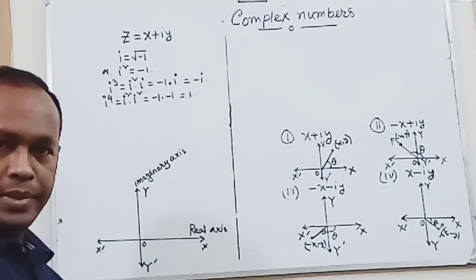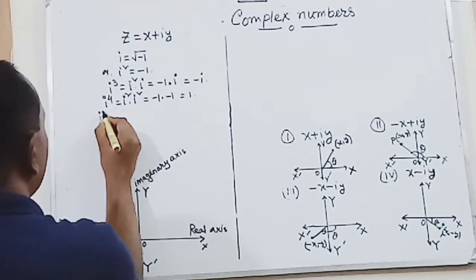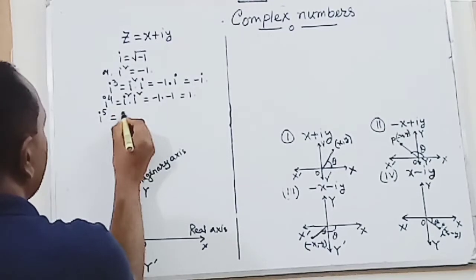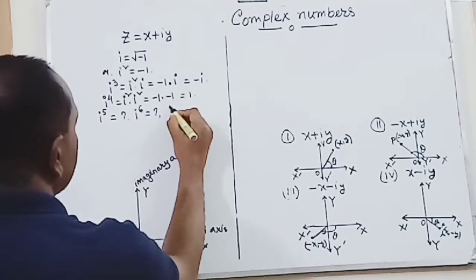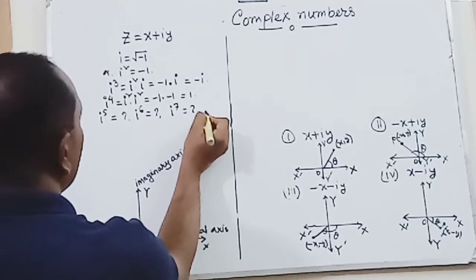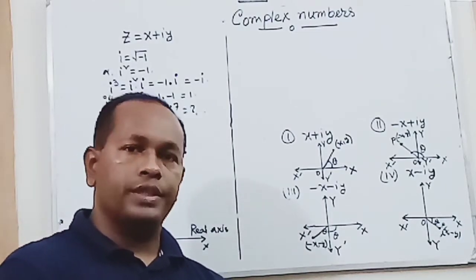Now can you tell me what will be left with i to the power 5, again i to the power 6, again i to the power 7, and so on. This is your homework. You have to find out.